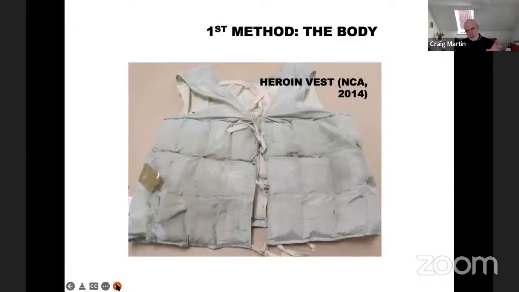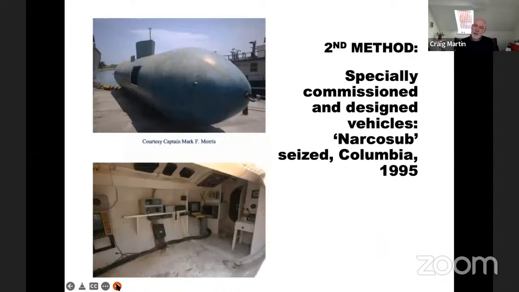What interests me about these types of methods is an understanding of the materiality of these artifacts, the potential of these to fit close to the body, but also, again, the politics of disguise. So these vests are worn close to the skin, next to the body, and are thin enough that they don't arouse suspicion. The second method that I cover in the book is specially commissioned and designed vehicles.